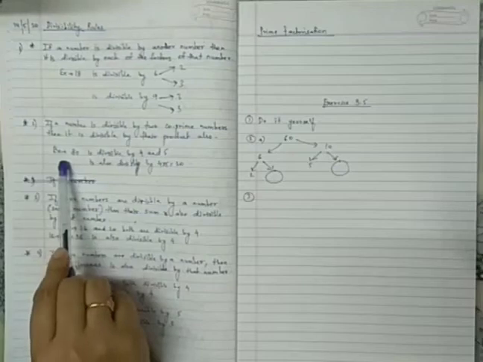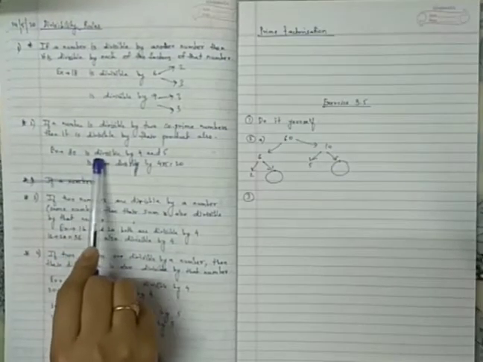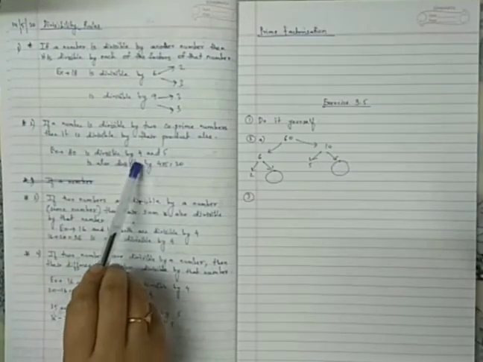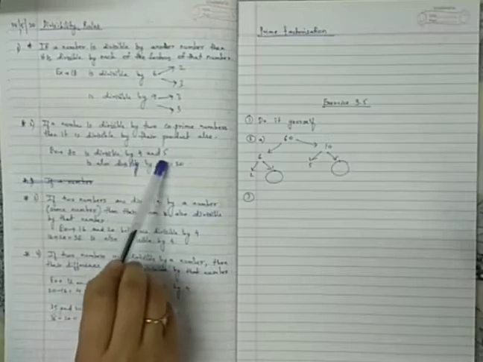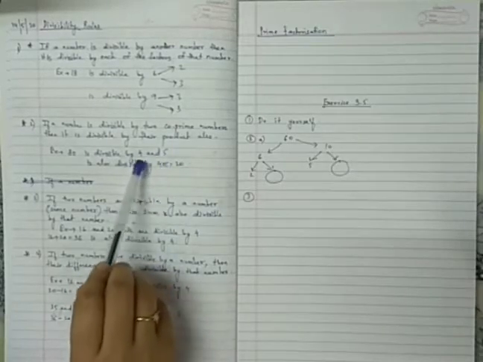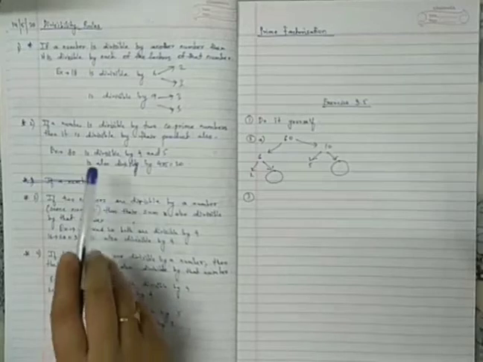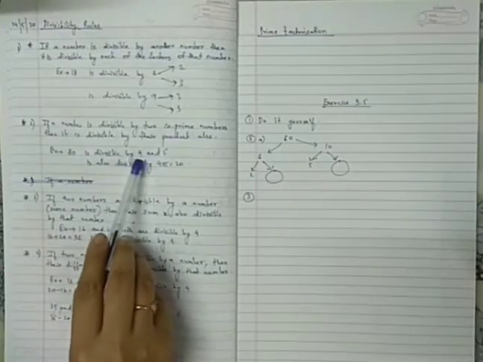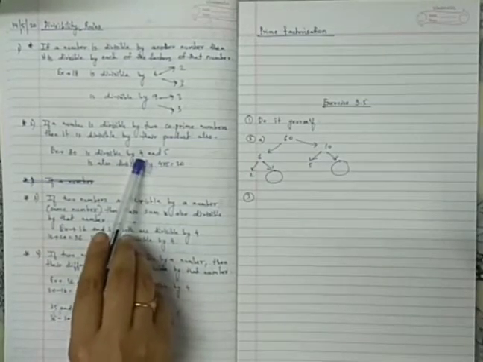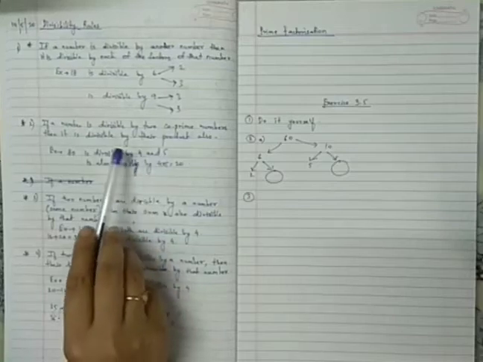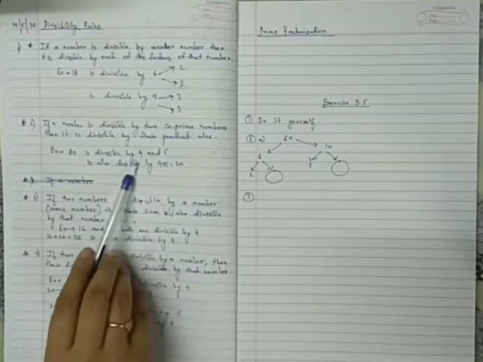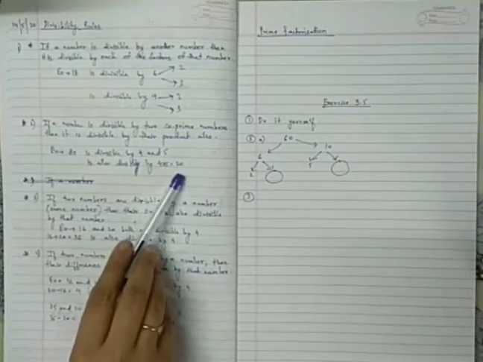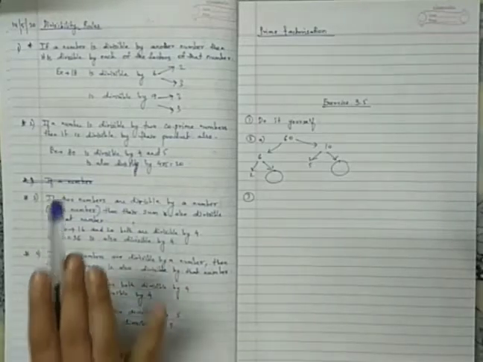See here, the example I have taken is 80. It is divisible by two co-prime numbers. 4 and 5 are co-primes because the only common factor between them is 1. So it is divisible by both co-prime numbers, 4 and 5. Then it is divisible by their product also, 4 into 5. So that is the second rule.